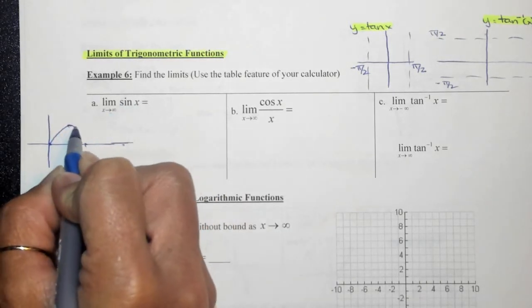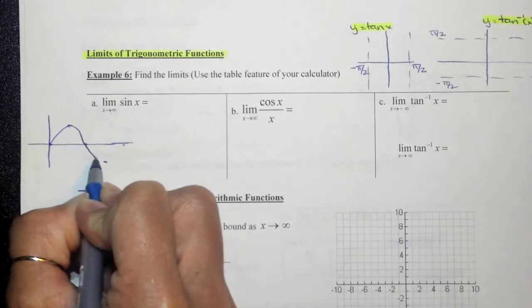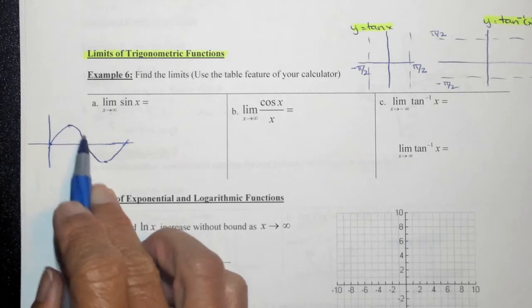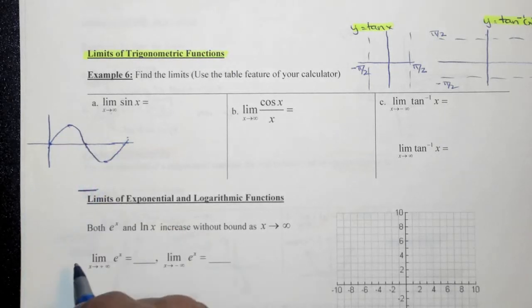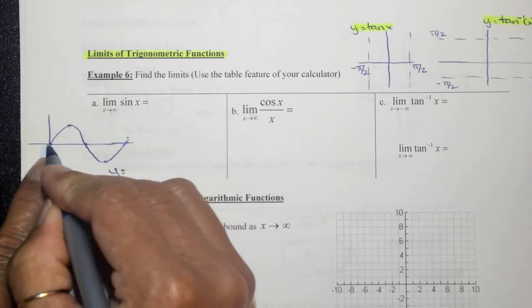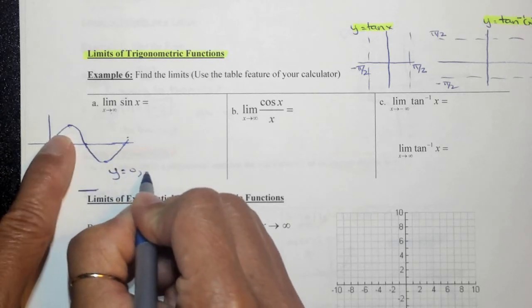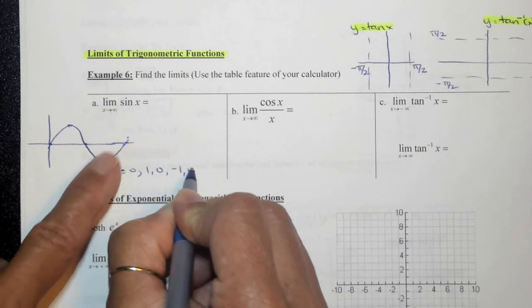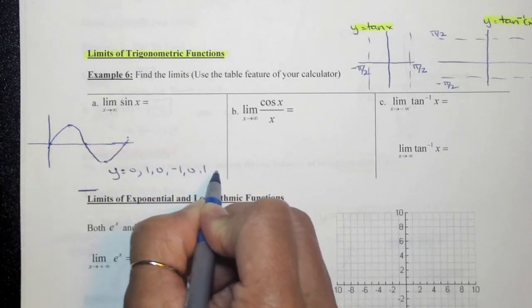So remember, this is as x is approaching positive infinity. So as I sketch my graph here, what you're looking for is as x is getting infinitely larger, is your y value approaching the same value? So if you look here, y is equal to 0, y is equal to 1, y is equal to 0, y is equal to -1, 0, 1, and so on.